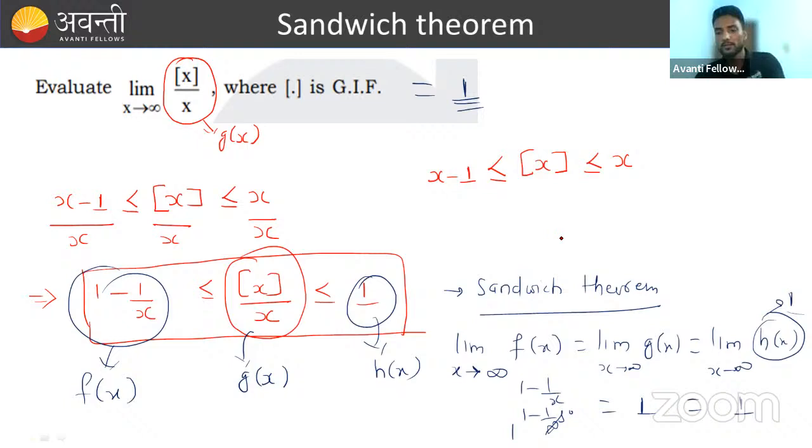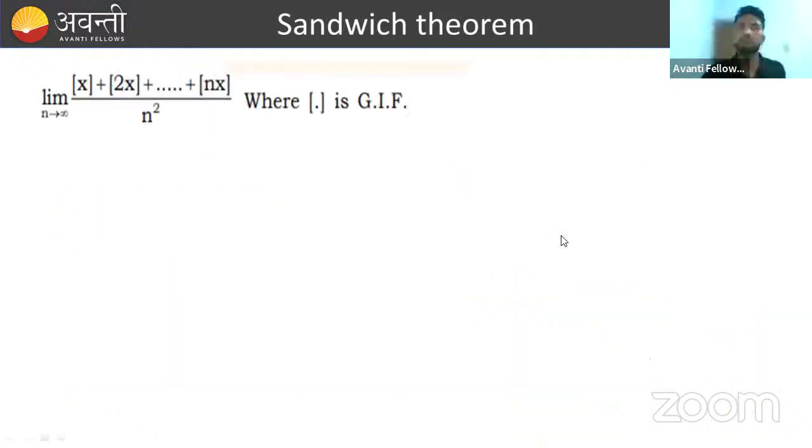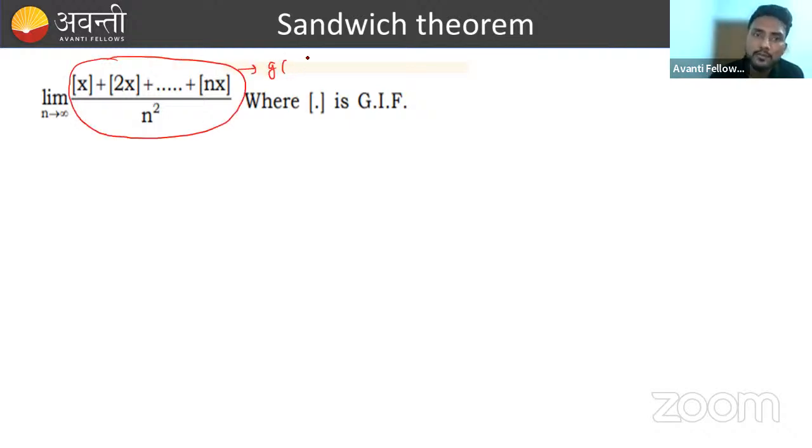Okay. So in the second question, I will see the same thing. We have to create a sandwich. So first of all, what you have to do? You have to just take it as gx. So this is your gx. Okay. So now what you will do? You have to create hx and fx.